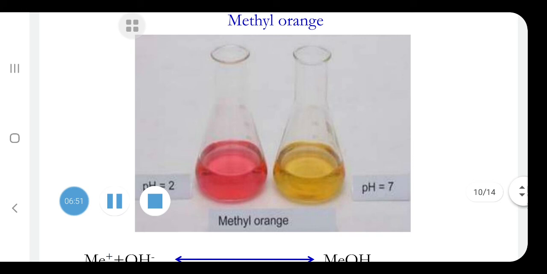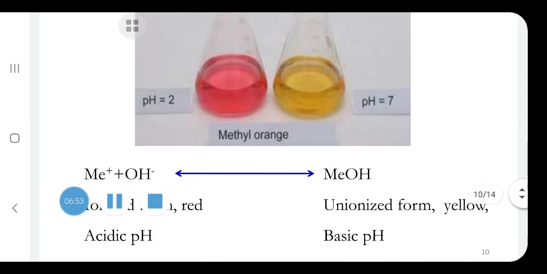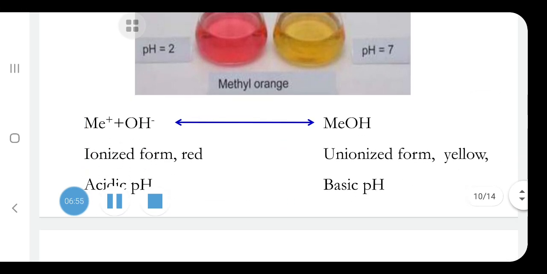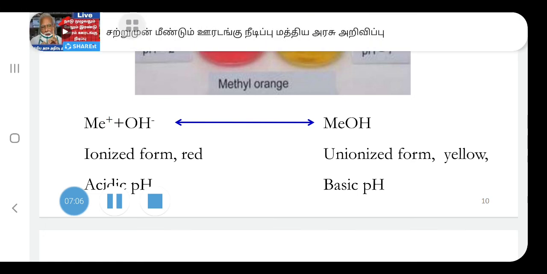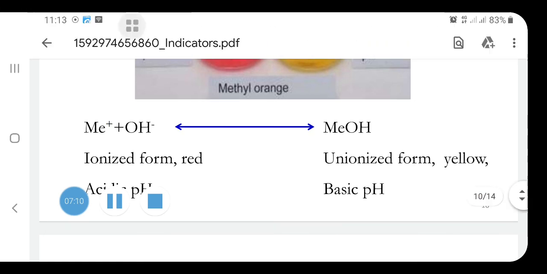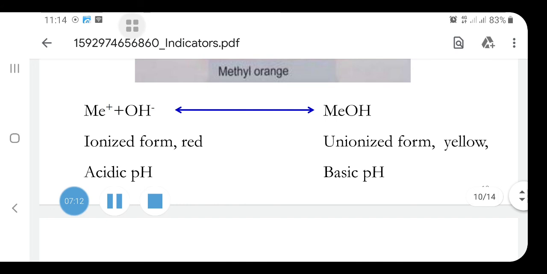Now coming to the next indicator, methyl orange. Methyl orange at pH 7, that is an alkaline pH, is yellow in color. It is preferably in its unionized form and yellow in color. Again, the dissociation of this methyl orange, a weak base, is suppressed by the common ion OH minus ions produced by the alkali solution.